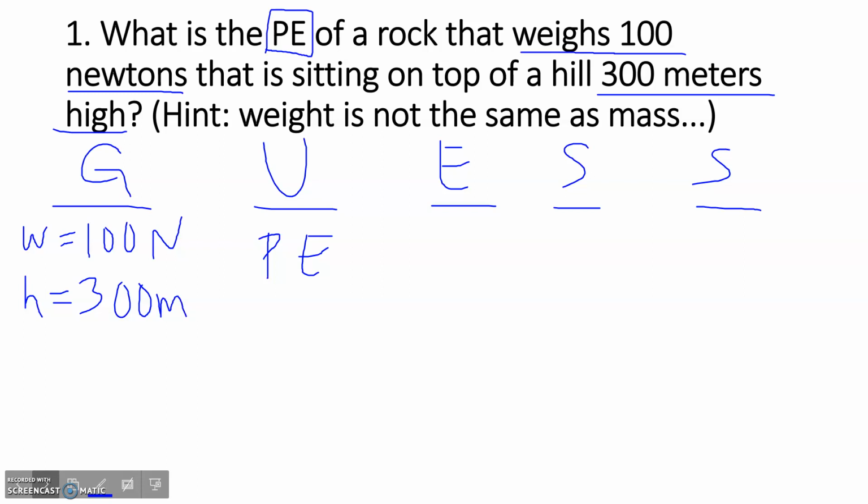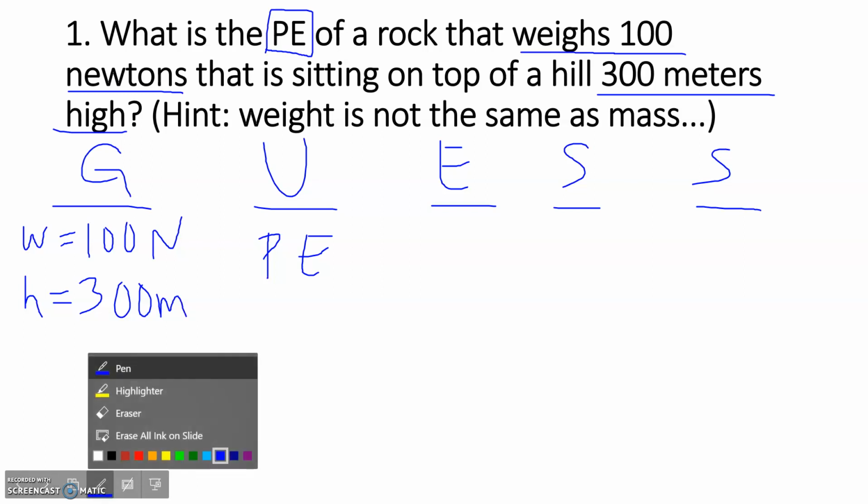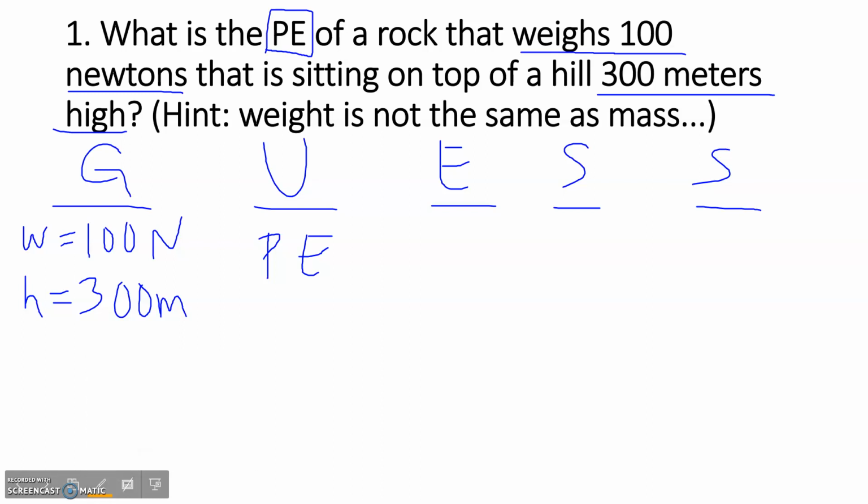Alright, so you have a hint. Weight is not the same as mass. I hope you all remember that from past units. Weight, of course, is not the same as mass, but we do know how to calculate it. So we know that weight is equal to mass times gravity. So we can plug in. The weight is 100. We're looking for the mass, and then times the gravity. Well, for gravity, let's just use 10. It's going to make our math a lot easier. We won't have to rely on a calculator.